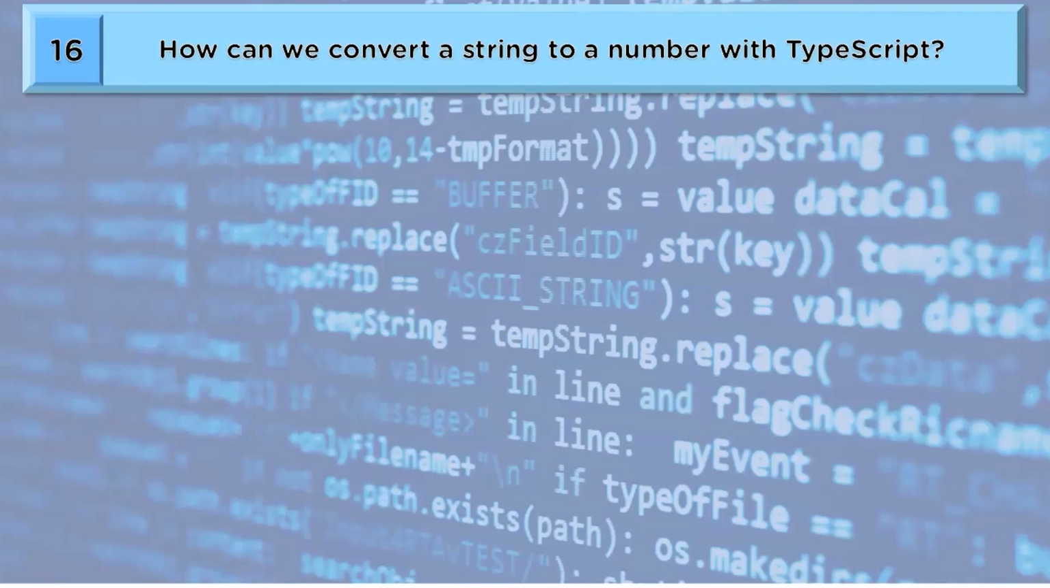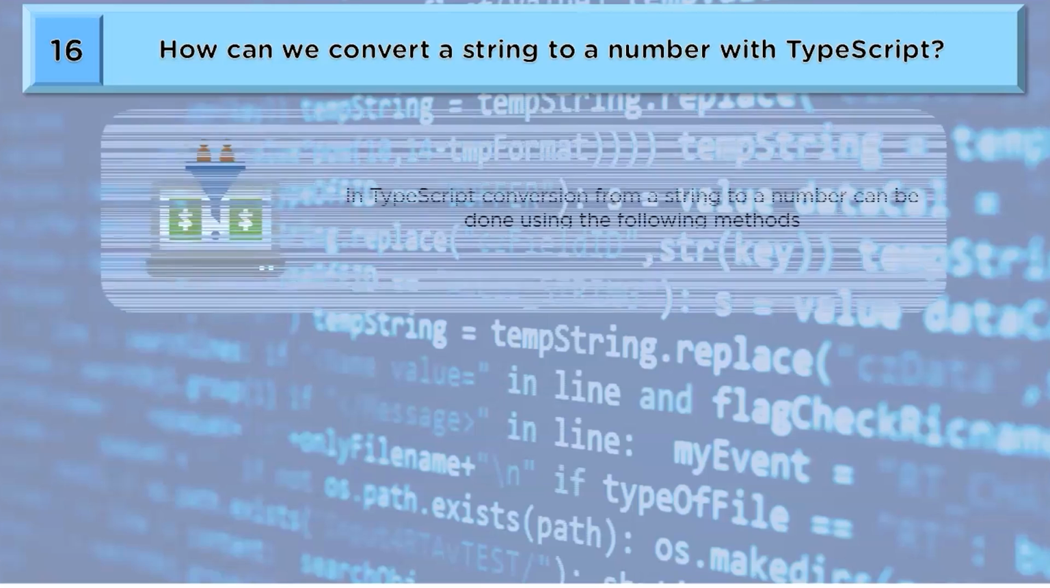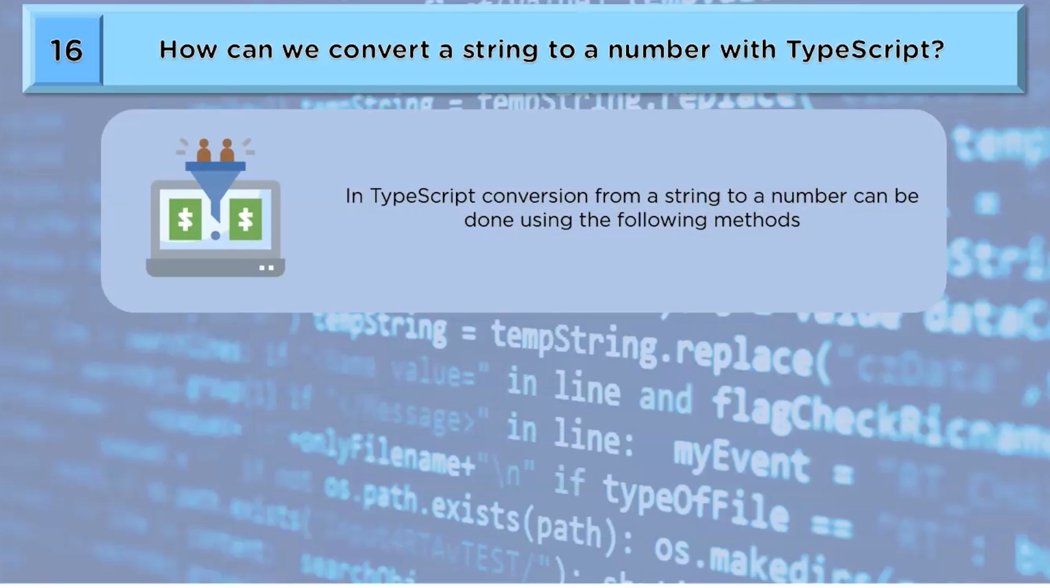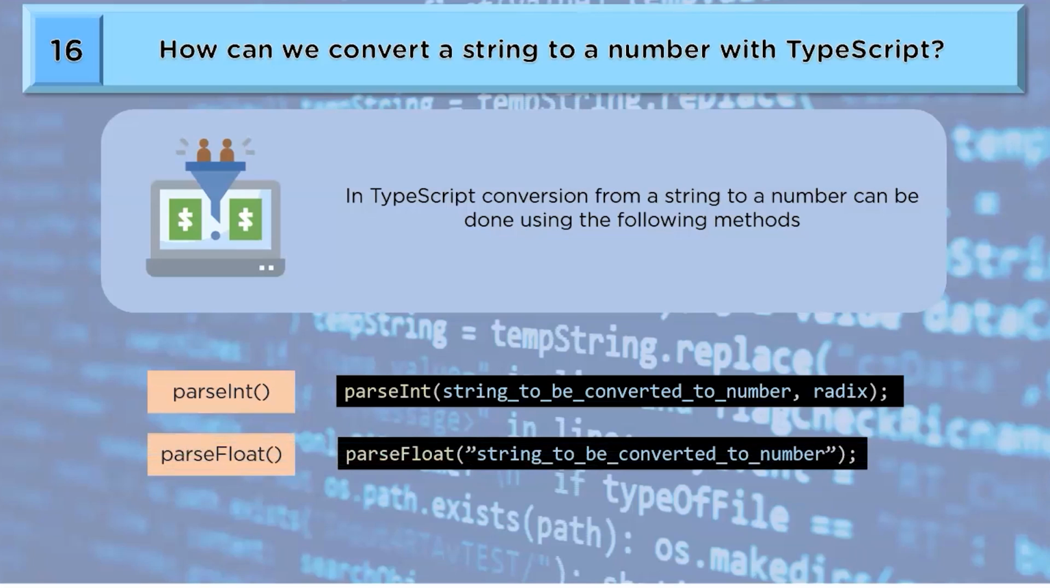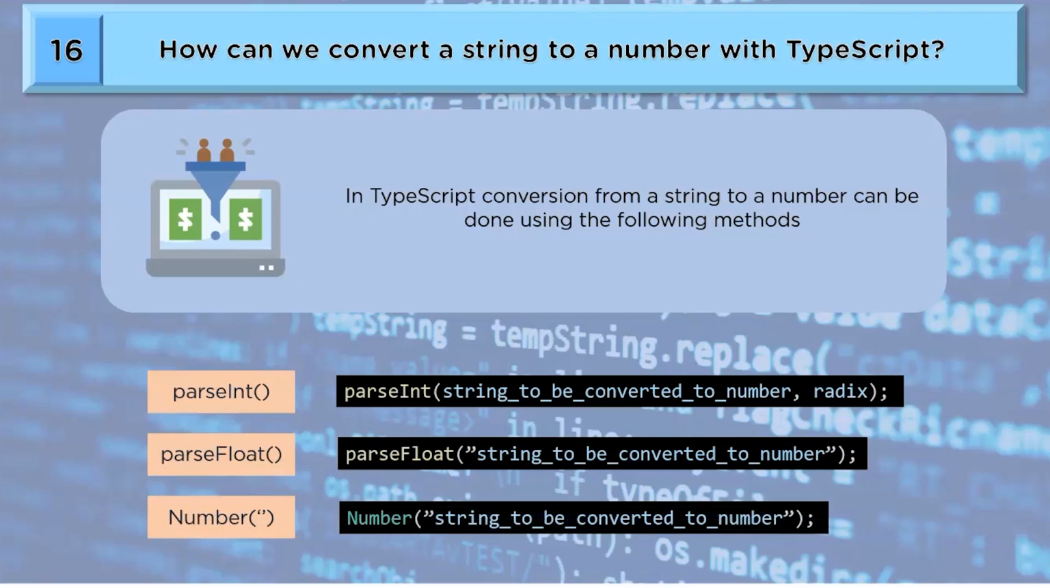How can we convert a string to a number with TypeScript? In TypeScript, conversion from a string to a number can be done using the following: the parseInt method, the parseFloat method, and the Number method.